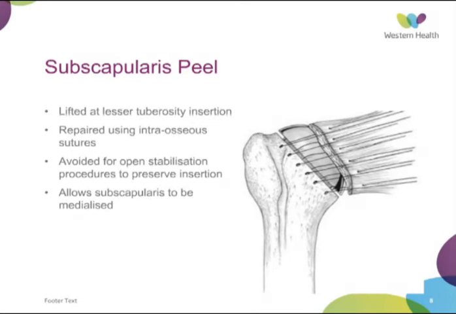The authors of the AAOS study suggested this wasn't a good procedure to do if you're aiming to do stabilisation, because in those situations you won't preserve the insertion of the subscapularis tendon. But it does, if you have an internal rotation contracture, allow the subscap to be medialised.